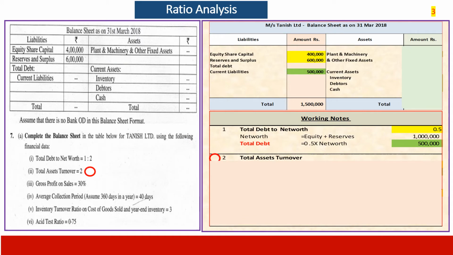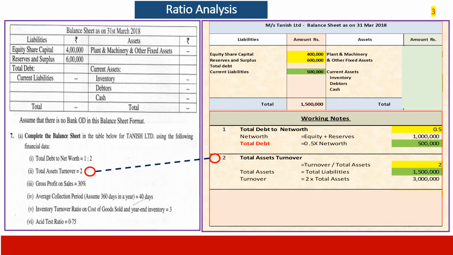Let us go to point number 2. Total assets turnover. Whenever turnover comes, you have to remember one thing. It is sales on the top and the other item at the bottom. Turnover means sales. Sales divided by total assets. That is the ratio. Turnover divided by total assets, or sales divided by total assets. What is the figure? 2.